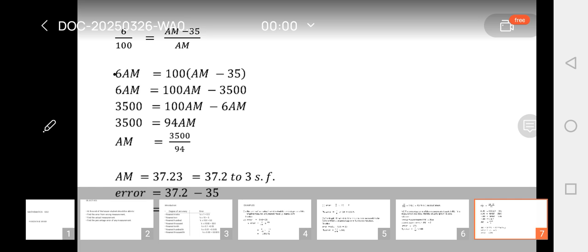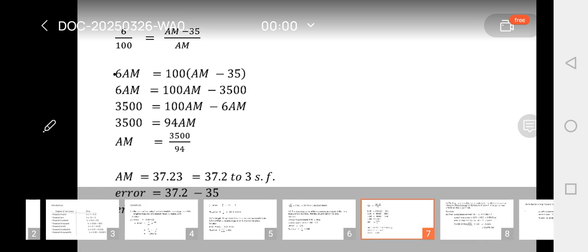So error now, the percentage error is 6. To express it in percentage, that is 6 over 100 times actual measurement minus 35. Because remember that error is actual measurement minus wrong measurement. So that error there, instead of putting error over actual measurement now, error is actual measurement minus wrong measurement. So that is why E is being replaced by actual measurement minus 35 over actual measurement.